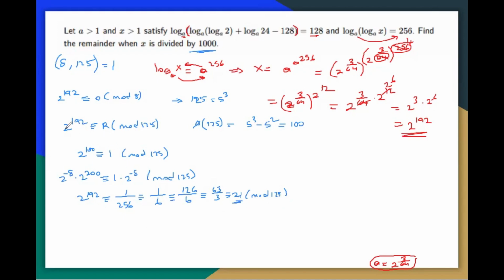So we have two things. One thing is divisible by 8, so we already know that right here. Another thing is when you divide by 125, it is congruent to 21. So by using these two, I'm going to use the congruency system to solve the final answer.